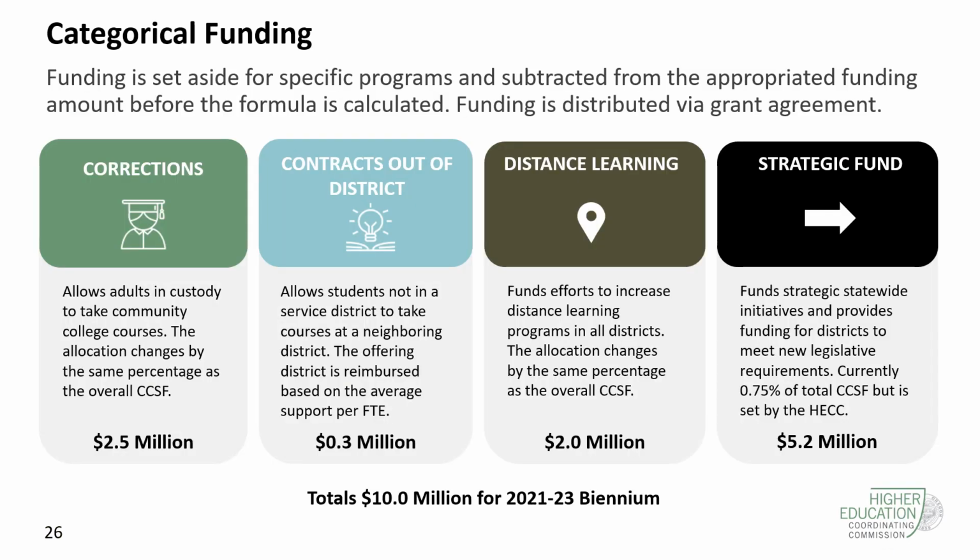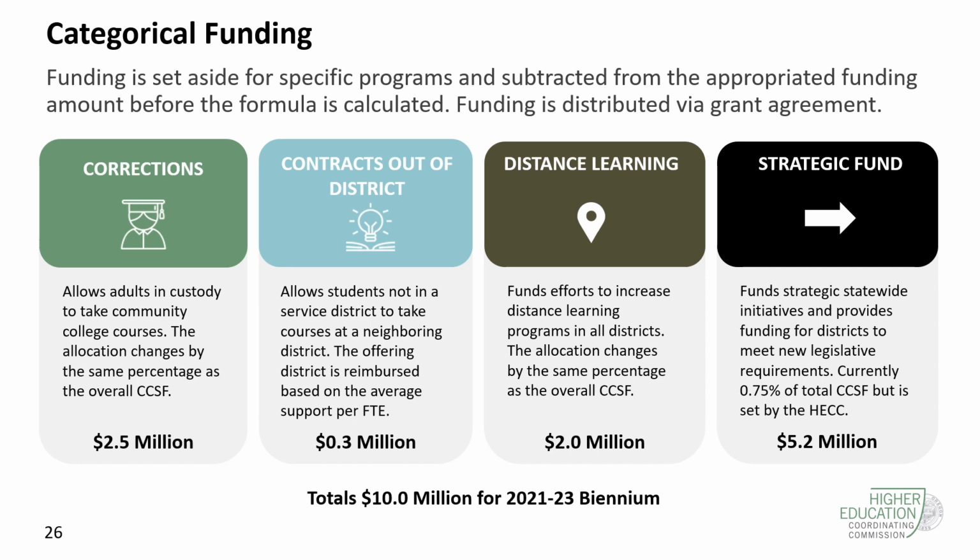The categories of funding or the set-asides, again, there are 4 right now, and these are specific programs with funding subtracted from the appropriated amount. It's taken off the top, and then the funding is distributed via grant agreement. So the 4 programs include corrections, and this is funding to allow adults in custody in the prisons here in Oregon to take community college courses and get credit. The allocation changes by the same percentage as the overall funding level.